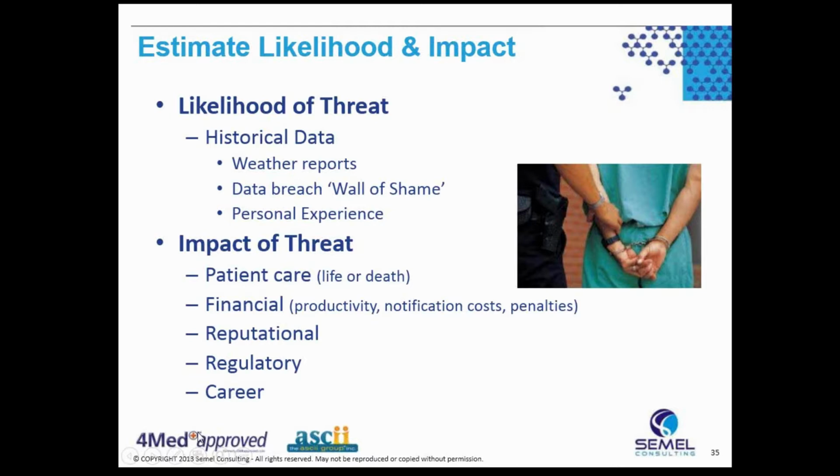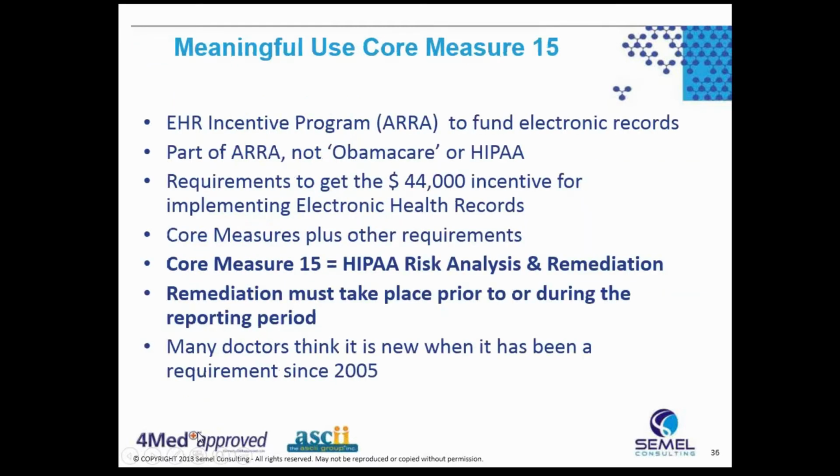Financial, productivity, notification costs, and financial penalties. Reputational, regulatory, or career. So you take the vulnerabilities and the threats, you identify them, then you identify the likelihood and the impact, and you basically come out with a threat matrix that says here's what the risk is.